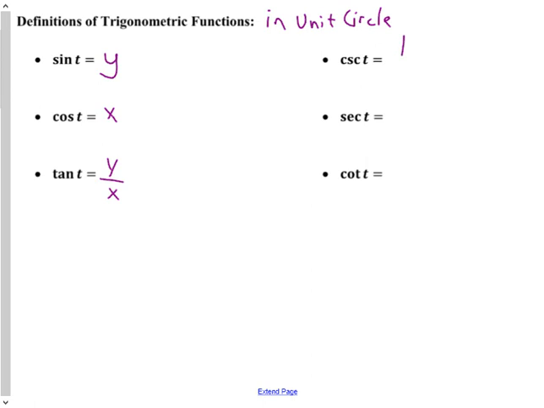Cosecant is 1 over y, right? These two are reciprocals. Secant, 1 over x. Same thing, these are reciprocals. And cotangent, again, if you flip, if you write it like this, you can solve and get it nice and neat to be x over y. Okay. Now we will use those values for the rest of this lesson.